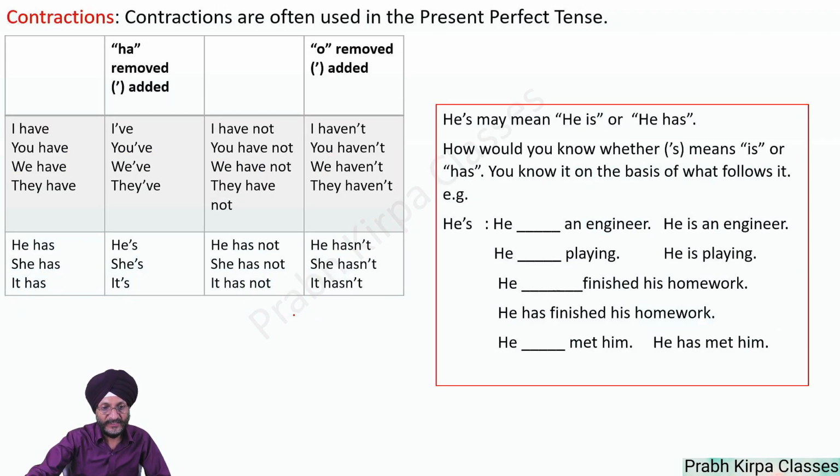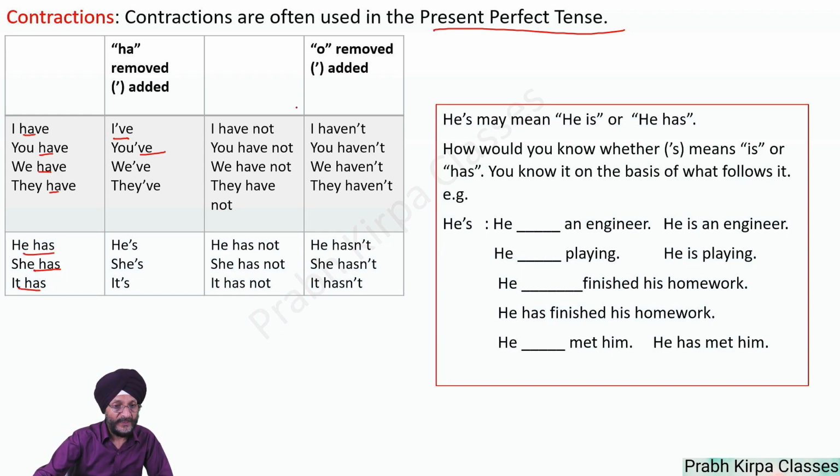Contractions. Contractions are also often used in present perfect tense. For example, I have becomes I've, you have becomes you've. Here you will see that ha has been removed and apostrophe has been added and no space has been left in between. And in the case of he has, she has, it has, same pattern. Ha has been removed and apostrophe has been added and no space has been left between the two words.